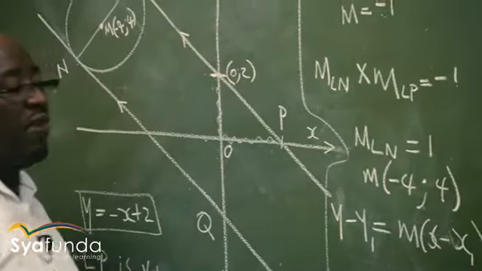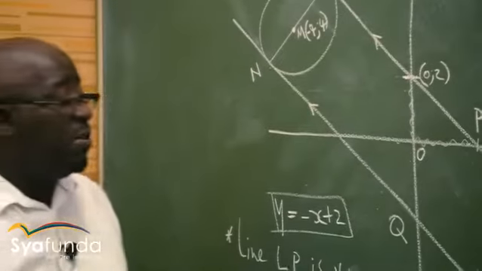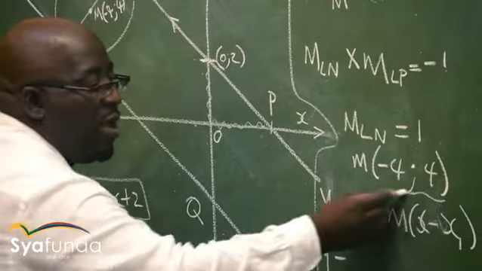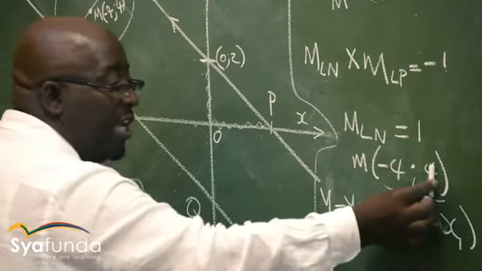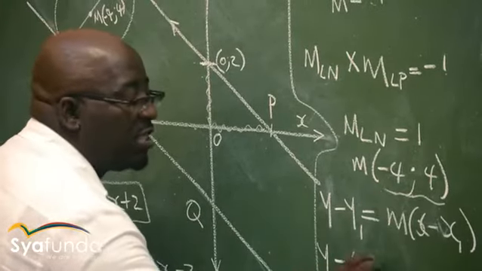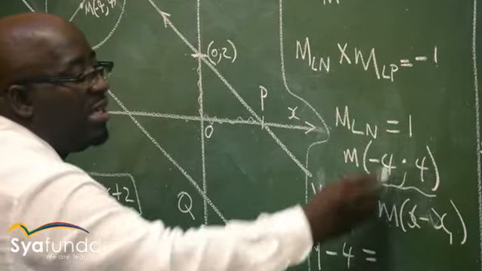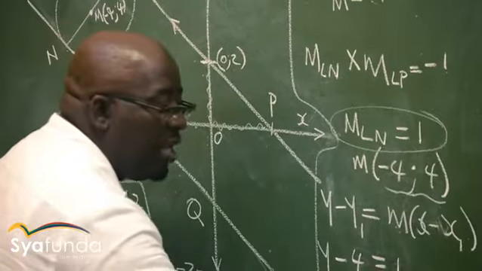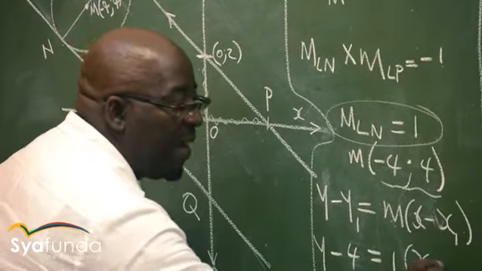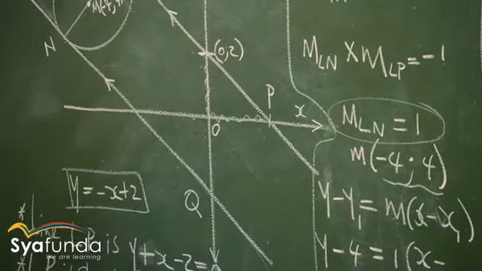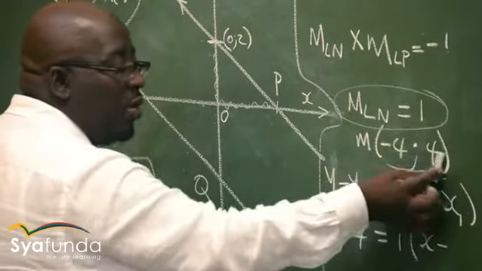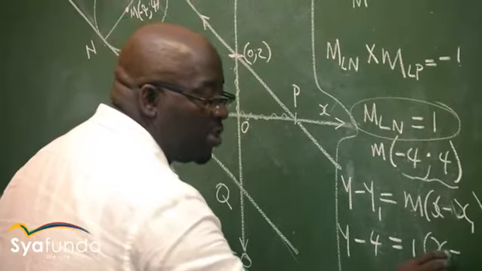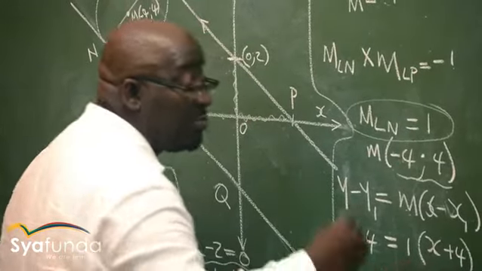Let's substitute. Substitution is important. y minus, what is the value of y1 there? It is 4, so y minus 4 is equal to m, the gradient. Did I find the gradient? Yes, I do have the gradient, which is 1 in this particular case, times x minus x1, so this is x1, minus 4. It's going to be plus 4.